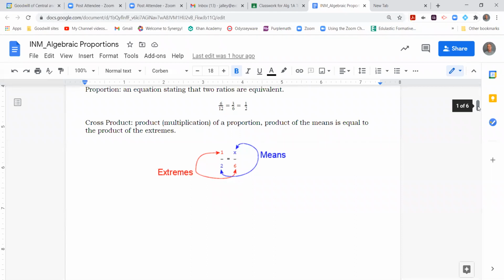What you see here are two proportions. 1/2 equals x over 6.